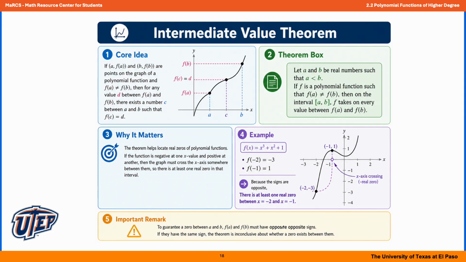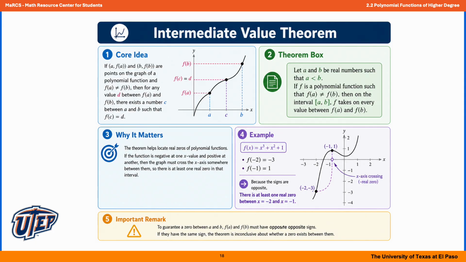So for example, we have the function f of x is equal to x cubed plus x squared plus 1. And we're given the interval negative 2, comma negative 1. So at f of negative 2, we have the value negative 3. And for f of negative 1, we have the value 1. So they have opposite signs. So that means that the function crosses the x-axis somewhere between x is equal to negative 2 and x is equal to negative 1.